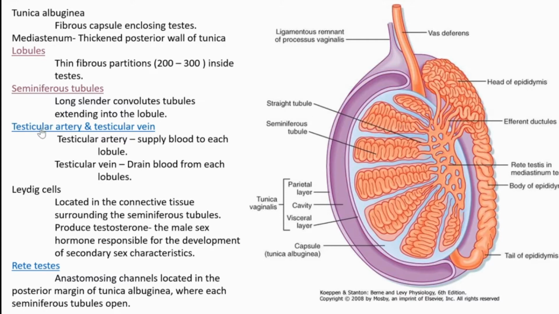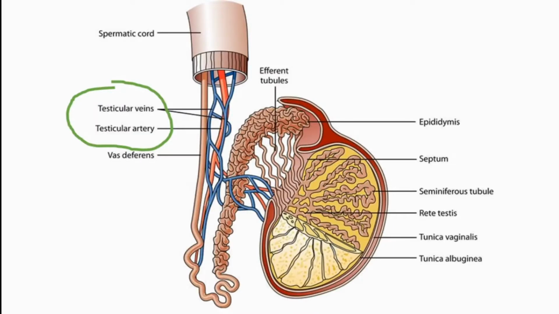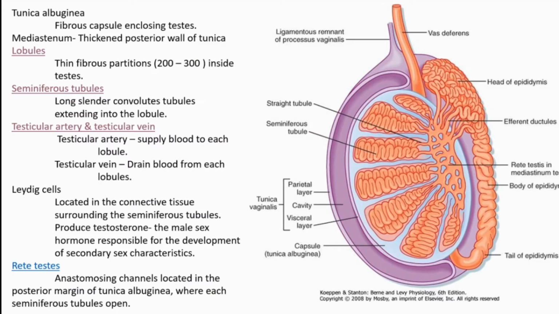Then next, testicular artery and testicular vein. An artery always carries pure blood. That means it supplies blood to each lobule. A vein drains out impure blood. So it drains out impure blood from each lobule. That also we can see in this picture. The testicular vein is there, and the testicular artery is there. Okay. In that way it gets the nourishment.